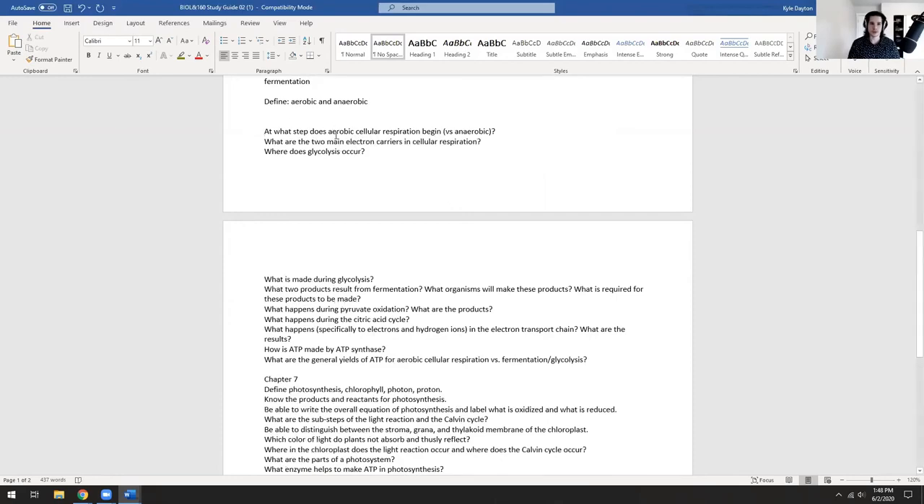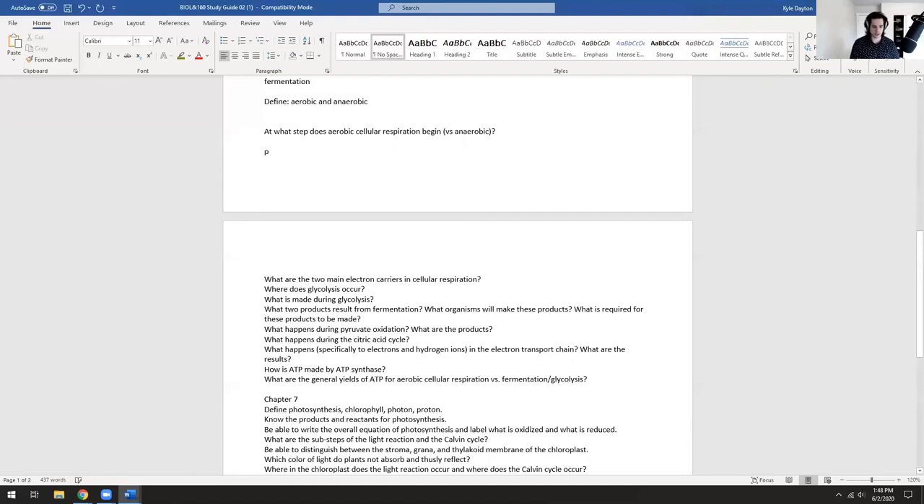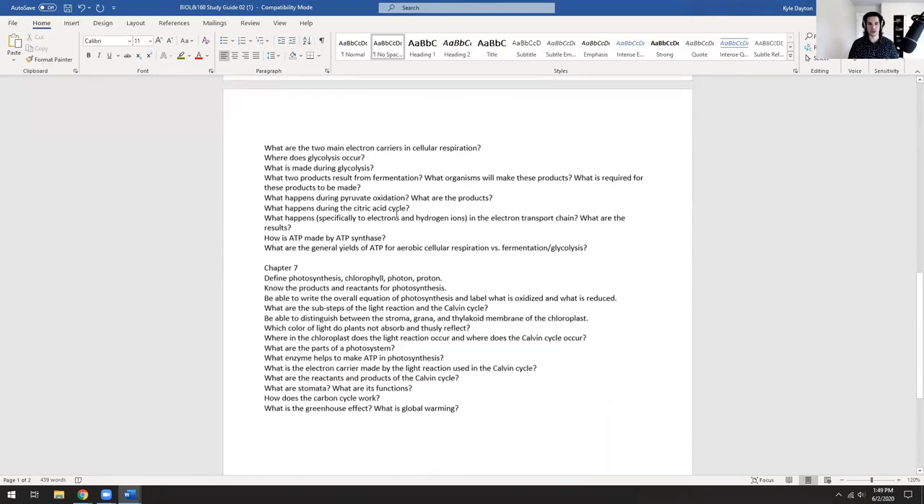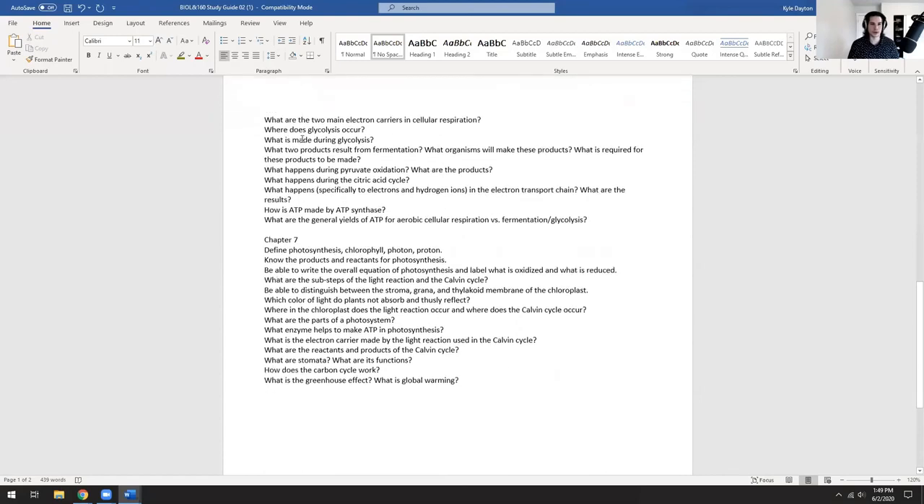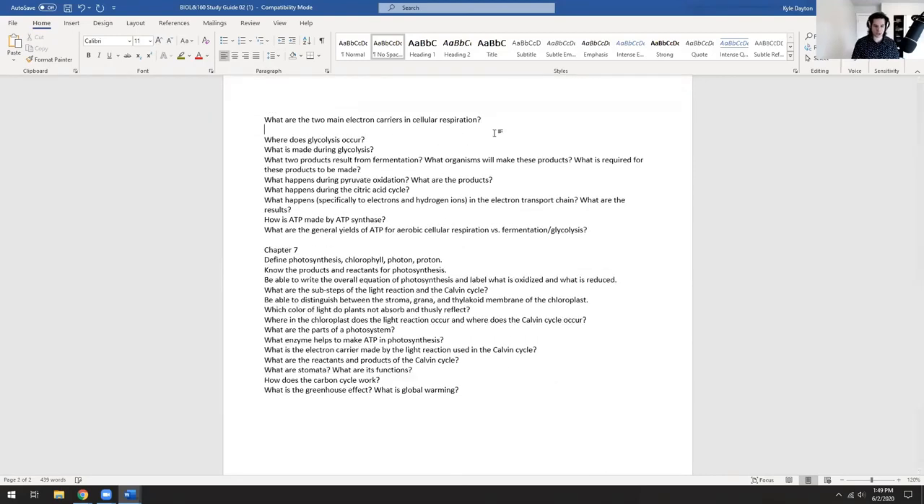At what step does aerobic cellular respiration begin? That's going to be the pyruvate. That's because in order to send pyruvate into the mitochondria, you need oxygen present, and so that's going to be the first step. Once your pyruvate has entered the matrix of the mitochondria, you've committed to oxidative respiration.